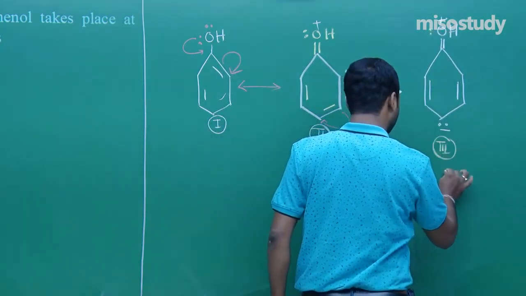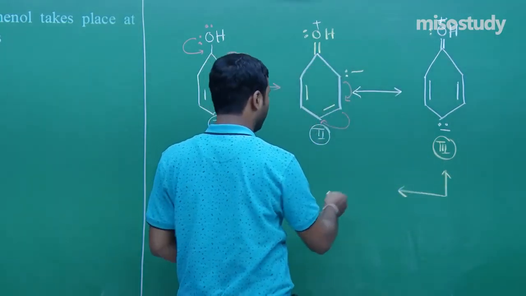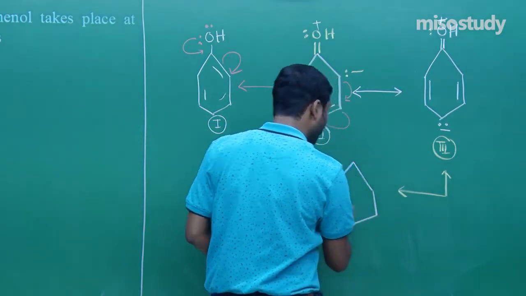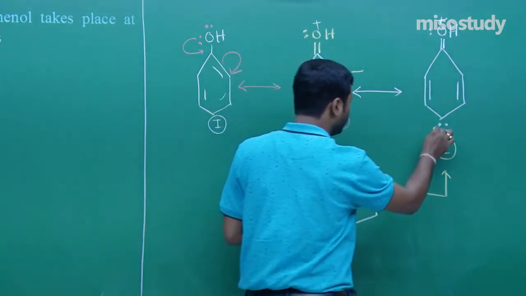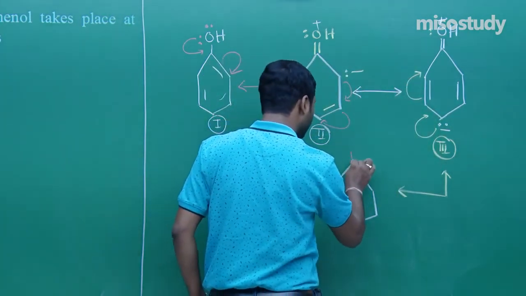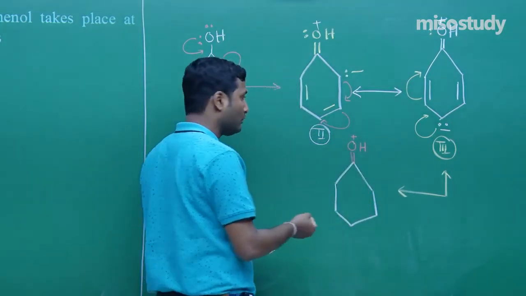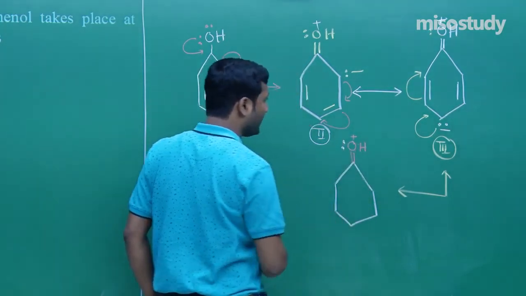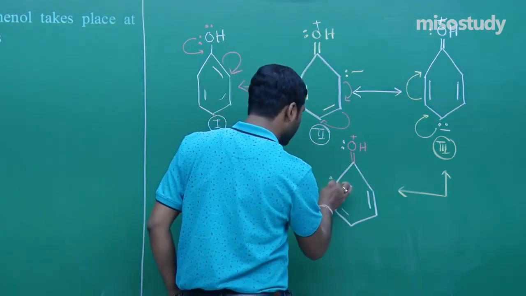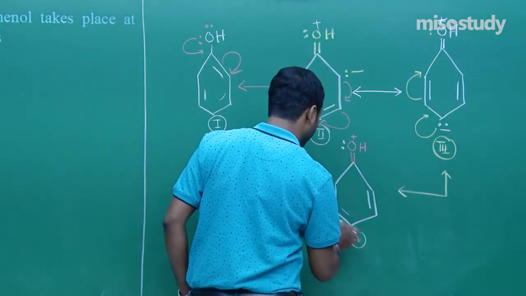Now the next one, what will happen? Check it out. The next one we can draw is this one. Clear to you? Now what will happen in this case? This will move here and this will move here. That is OH plus. Clear to you? Now here is the electron pair. Now double bond here. This one is the electron pair, this one is the fourth resonating structure.